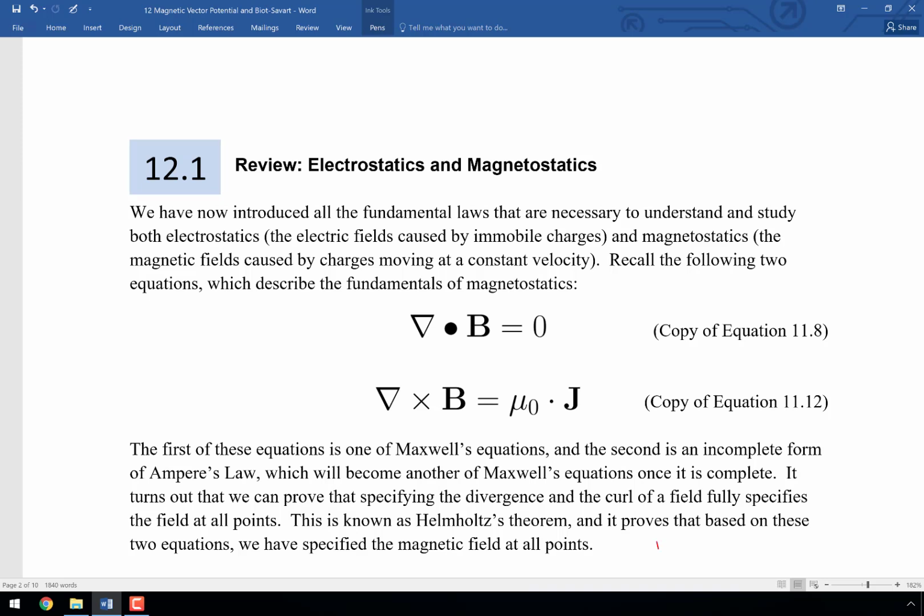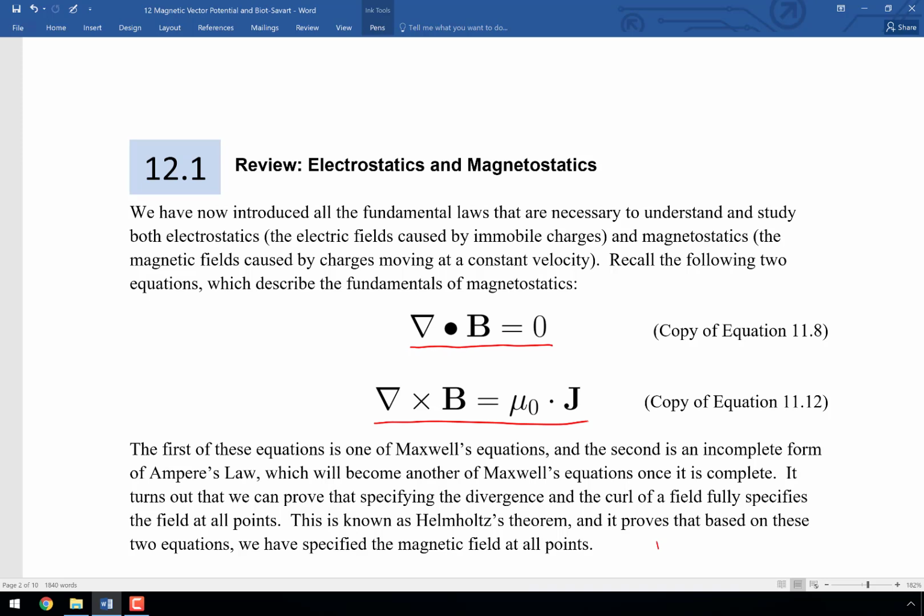In particular, if you remember back to Chapter 11, we saw two equations. One of them is already one of Maxwell's equations: the divergence of B is equal to 0. Remember that means that the sources and sinks of the magnetic flux density are always 0, that there's no place where they're created. They always form continuous loops. So we see that there's no such thing as a magnetic monopole, for example.